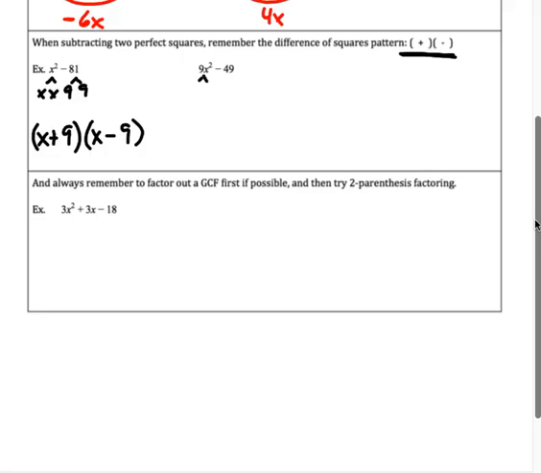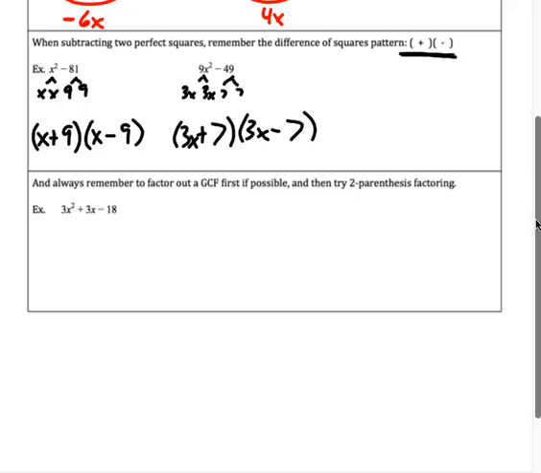This one is the same thing, 9x squared is 3x and 3x. 49 is 7 and 7. So again, we are subtracting two perfect squares. Therefore, that gives us this difference of squares pattern that's opposite in nature. The 3x and 3x go first, 7 and 7 go last.